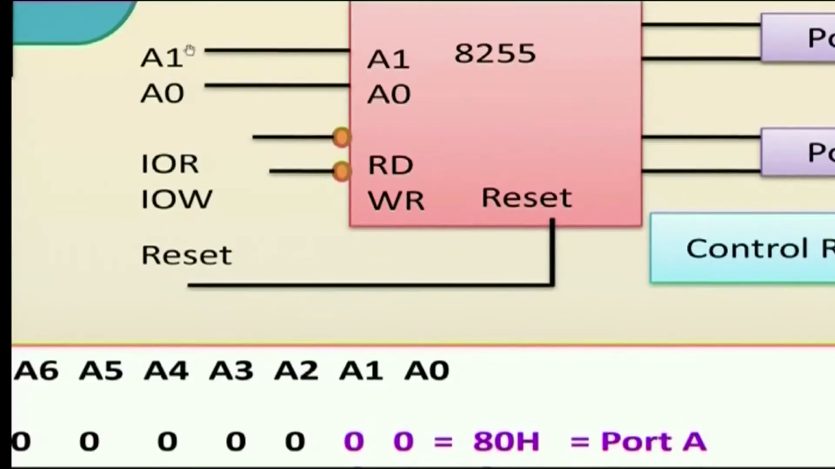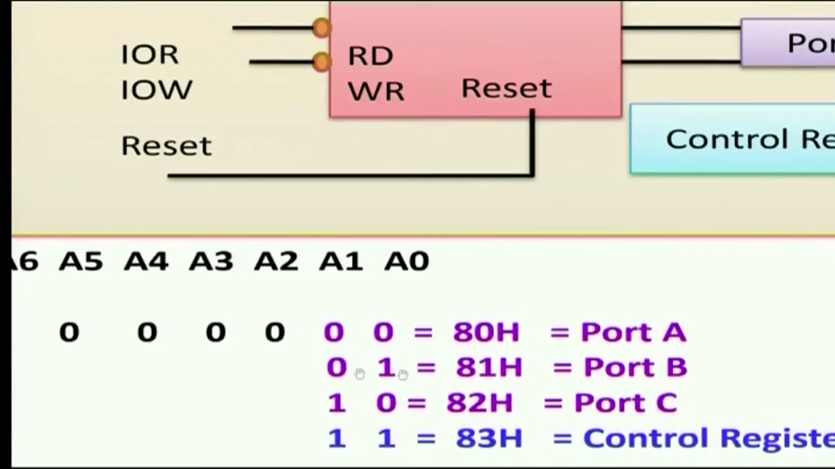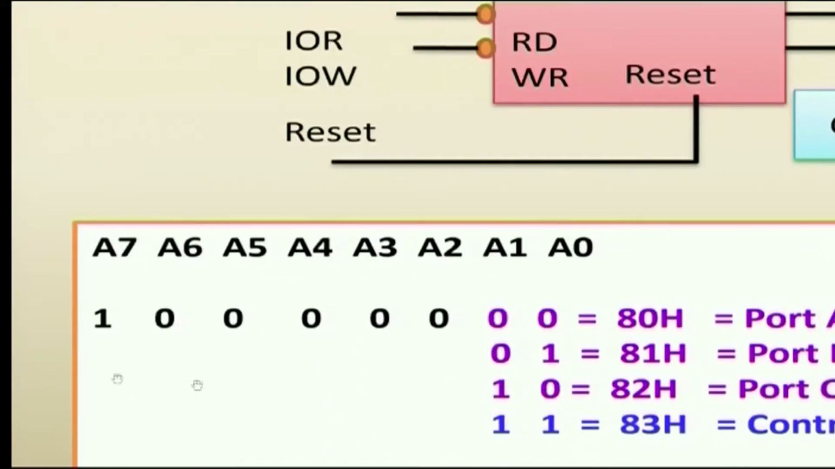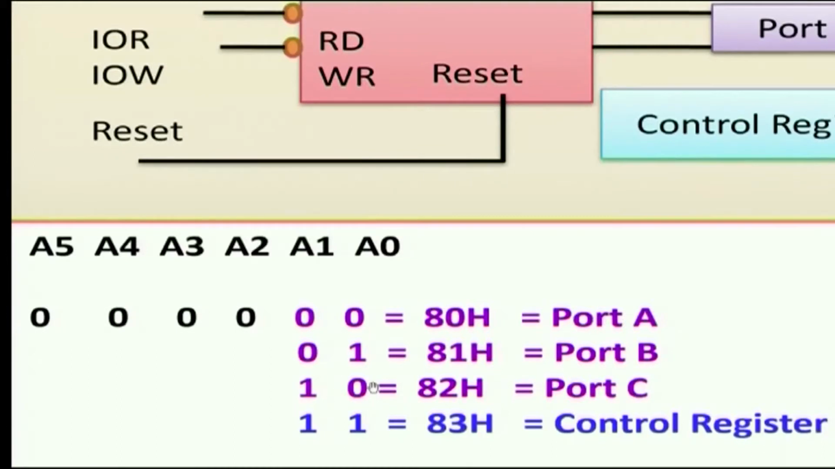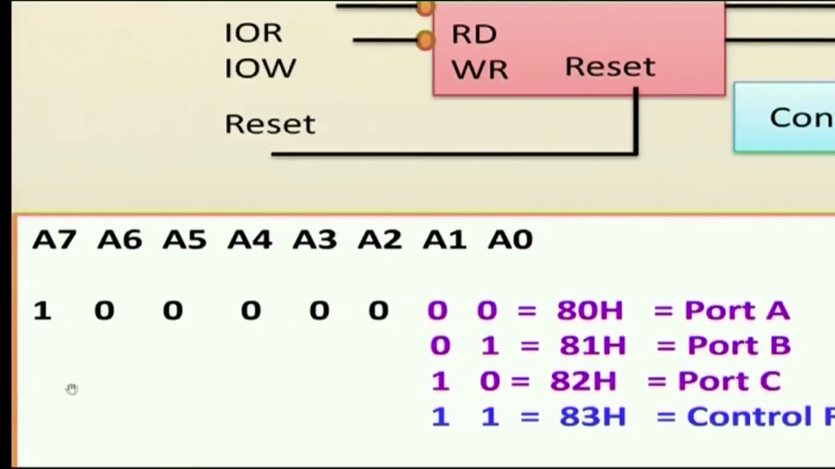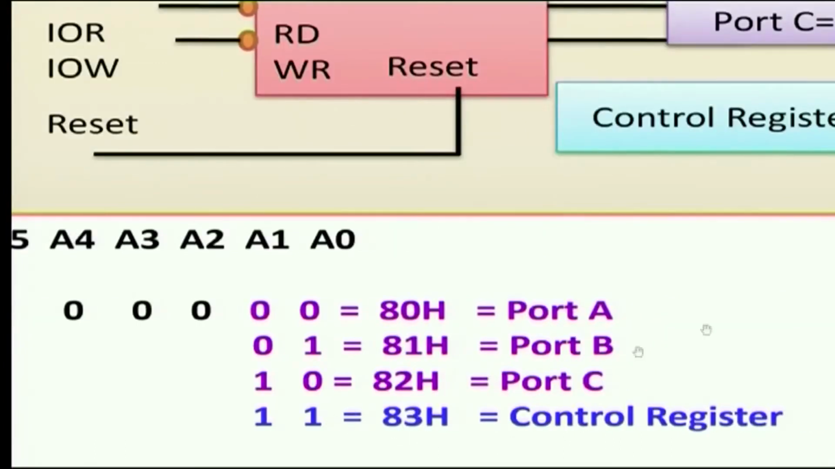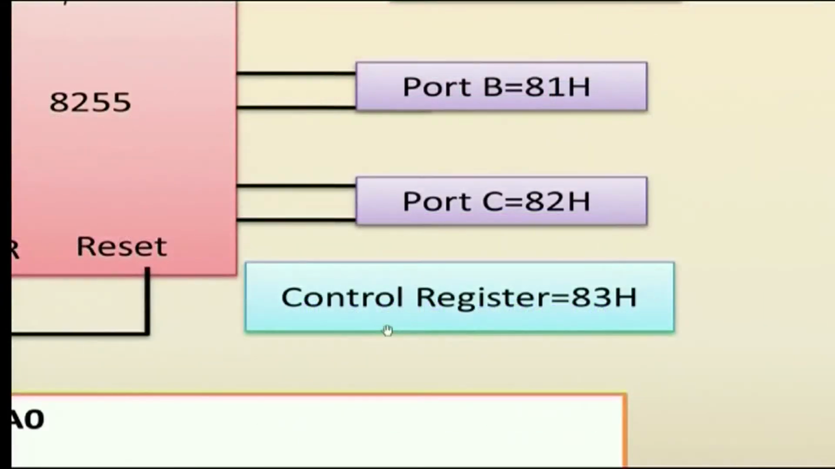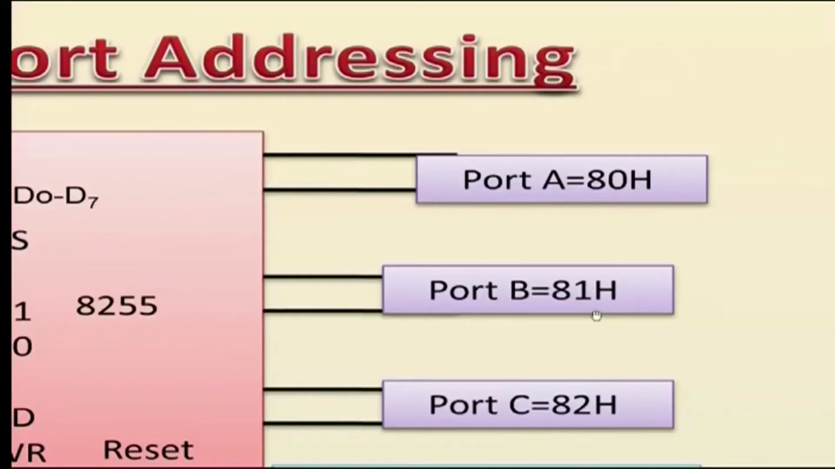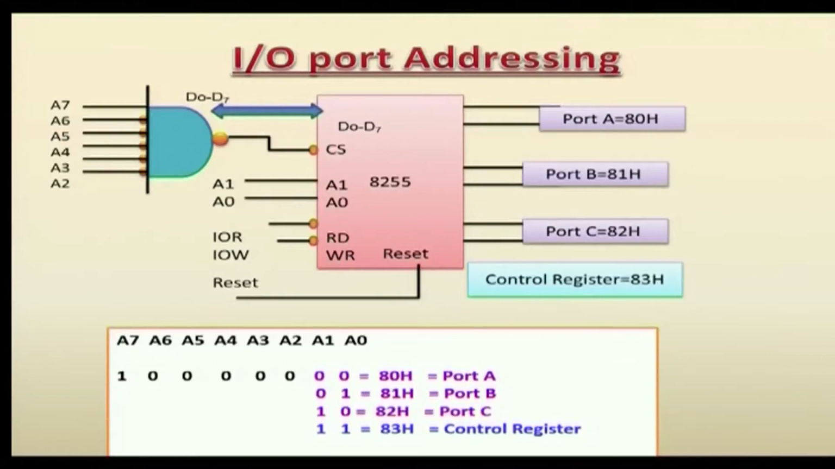Then we apply the value 01, which selects port B. 01 means 81. When we apply the value 10 in A1 and A0, the address is 10000010, which is 82H. In the same way, we apply the value 11 to select the control register, which is 83H. So, 83 is for the control register, 82 for port C, 81 for port B and 80 for port A. For every interfacing, first we have to know the port address before writing the coding.